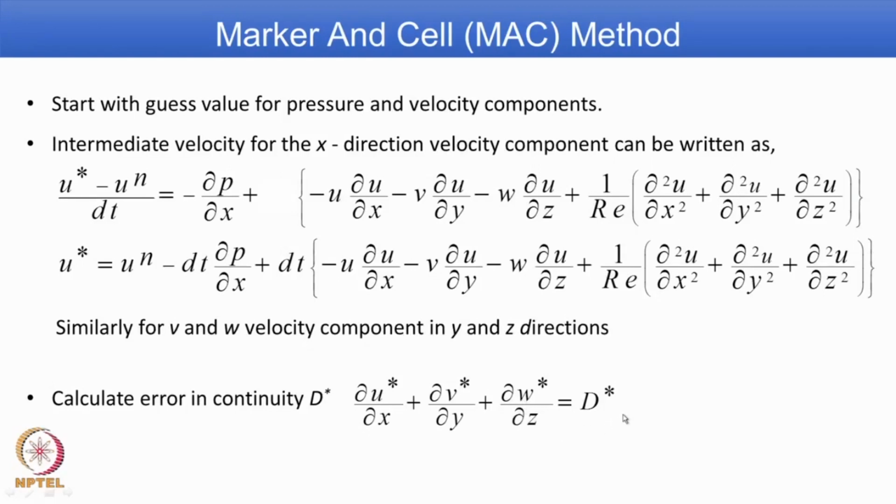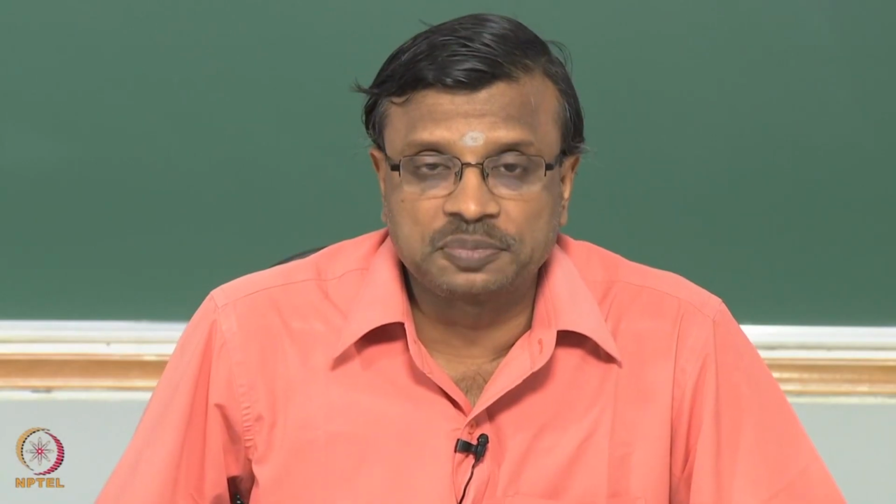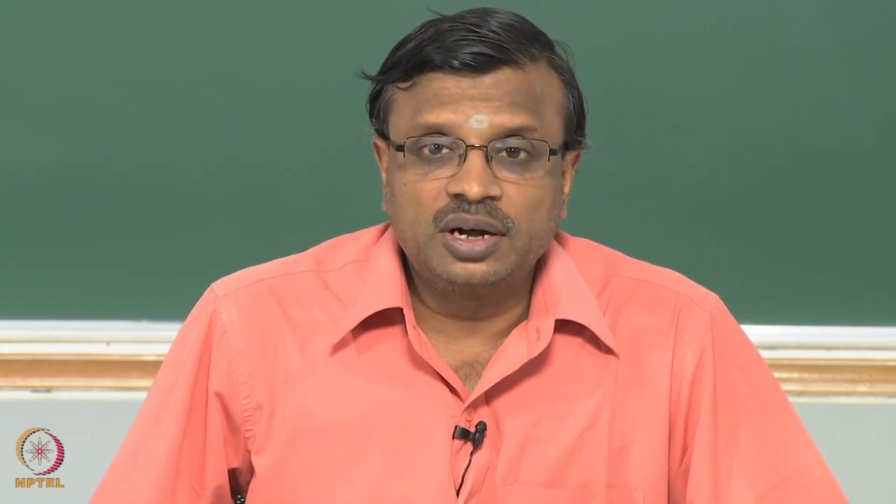D star is an error in the continuity, and this d star is used to obtain what is known as a correction in the pressure. You prescribe a limit for d star: if d star is greater than some prescribed value epsilon, for example 10 power minus 3 or 10 power minus 5, that is a tolerance level you can accept. This limit is set by you, and it will change from problem to problem. It can also be changed in one calculation itself between different time levels of the calculation.